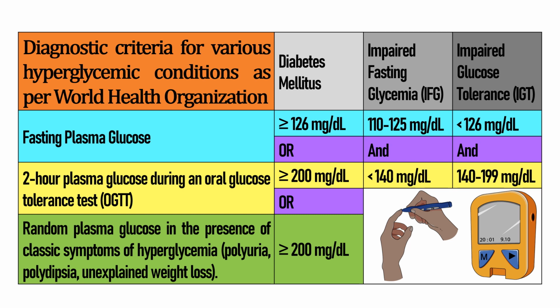per deciliter. It is impaired fasting glycemia, when fasting plasma glucose is between 110 and 125 mg per deciliter, and when the 2-hour plasma glucose during an oral glucose tolerance test is less than 140 mg per deciliter. In impaired glucose tolerance, fasting plasma glucose is less than 126 mg per deciliter. The 2-hour plasma glucose during an oral glucose tolerance test is between 140 to 199 mg per deciliter.